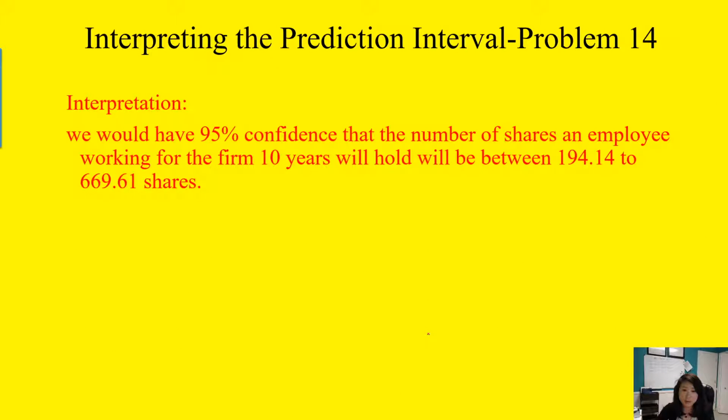And so to interpret our result, we would be 95% confident that the number of shares an employee working for the firm 10 years will have is between 194.14 to 669.61 shares. So that is how we interpret the prediction interval. So that's the end of this.